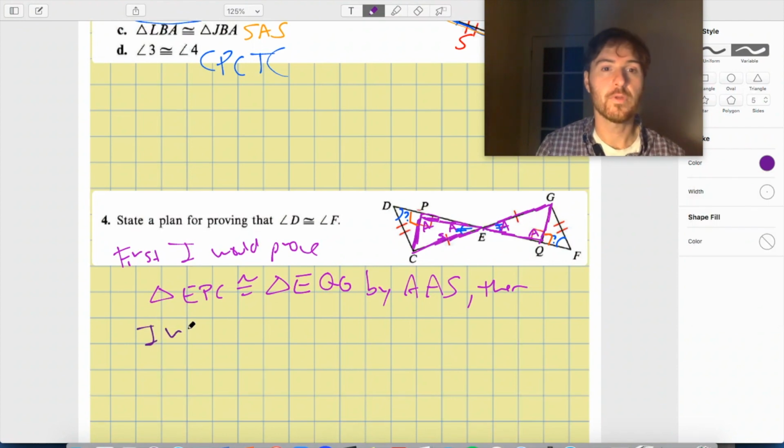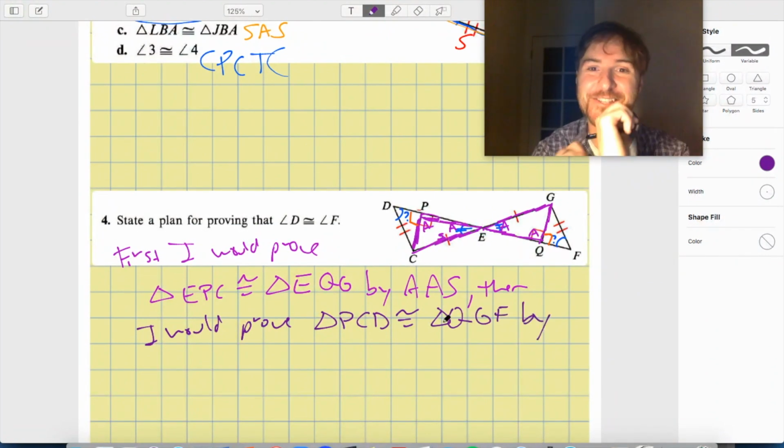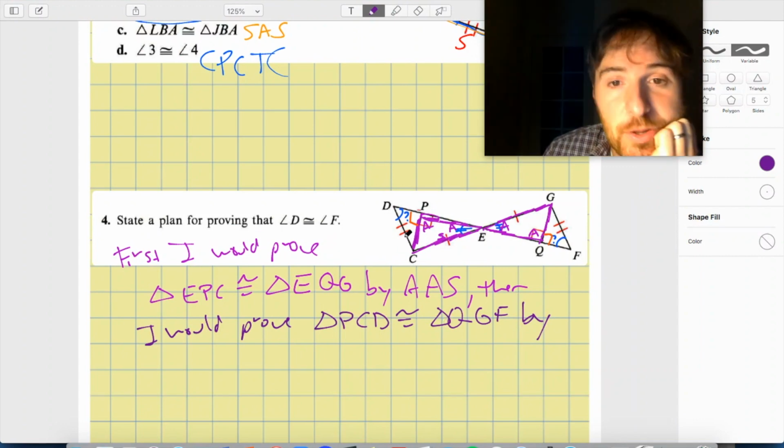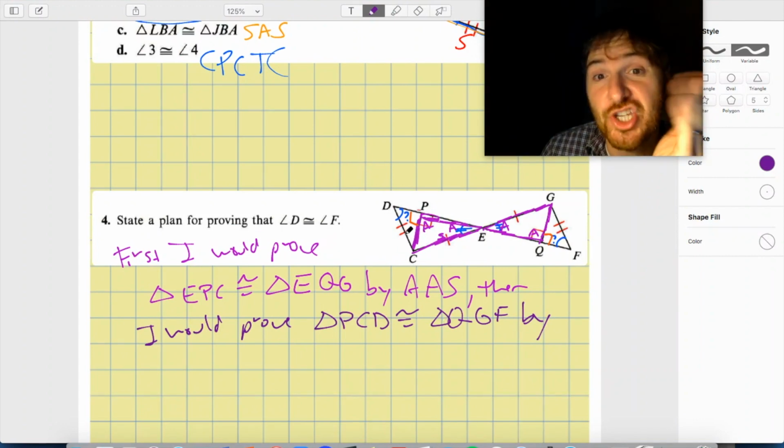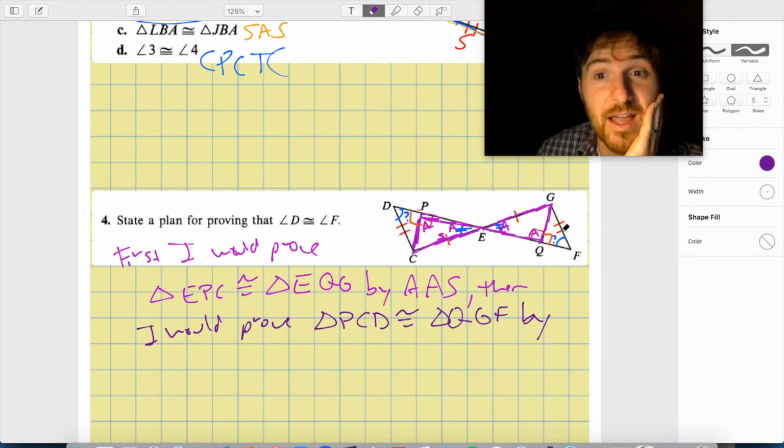I would prove triangle PCD congruent to triangle QGF by what reason? Let's see if we can find the reason here. Well, they're both right triangles, so it could be HL. I got the hypotenuse, the side opposite the right angle. The hypotenuses are congruent. That's given to us, so it might be HL. Can we find a leg?